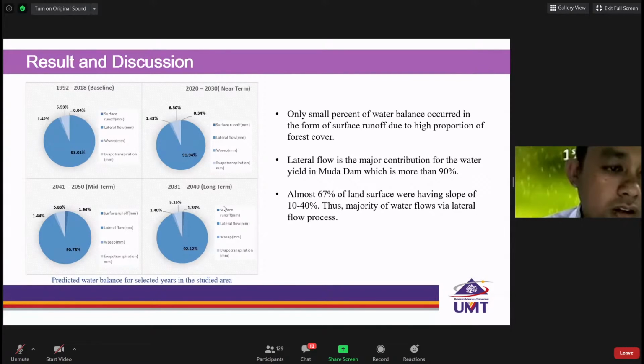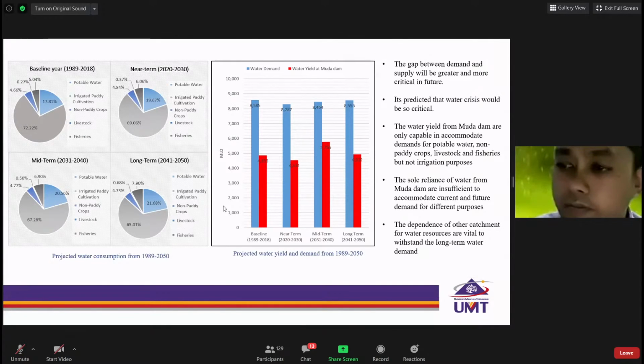And then if you look at the projection for the baseline year, we are using the rainfall data from 1989 to 2018. And we do some sort of projection from 2020 to 2030, 2031 to 2040, and the long-term projection 2041 up to 2050.